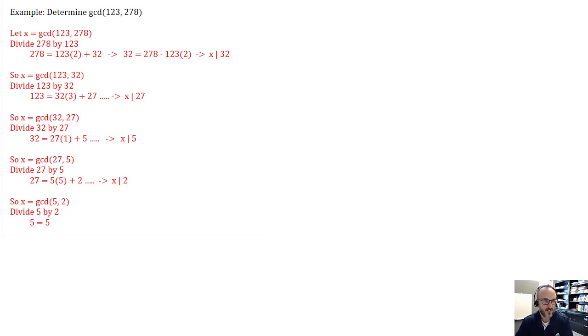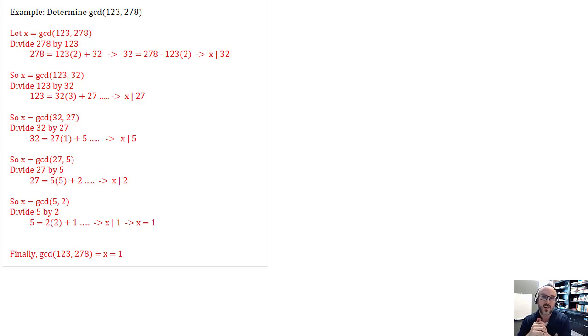So 2 goes into 5 twice with a remainder of 1, which means that x divides 1. Now at this point, x divides 1, which means that the only positive integer that goes into 1 is 1. So therefore, x has to equal 1. So finally, the GCD of 123 and 278 is x, but x is 1.